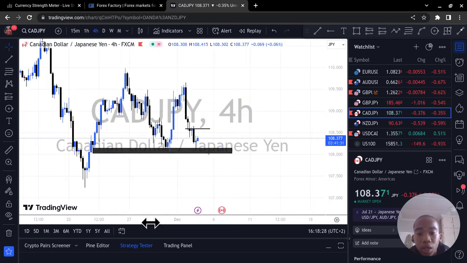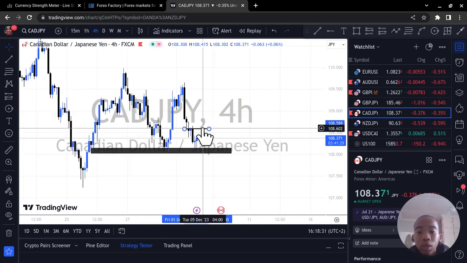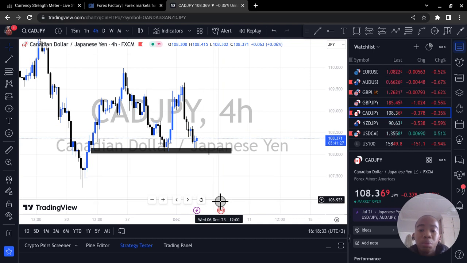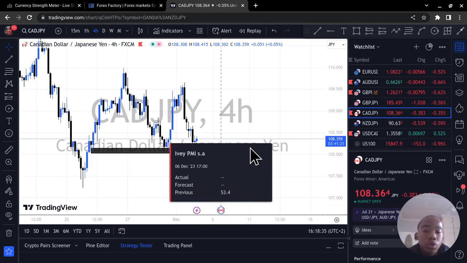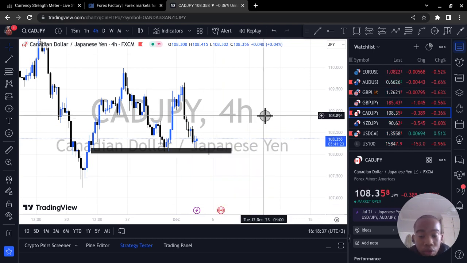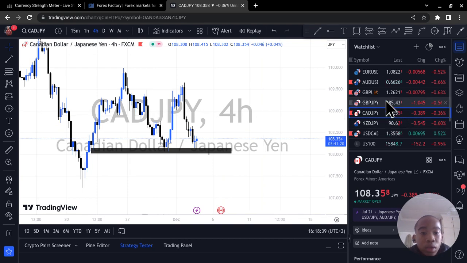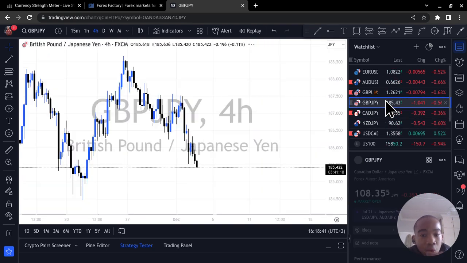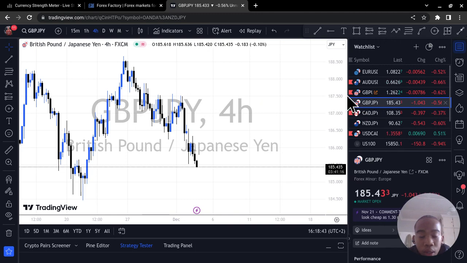I'm not going to really do that much, but we also need to consider it is December. We also have an interest rate this week on Canadian. Then let's just go to GBP JPY and break that down.